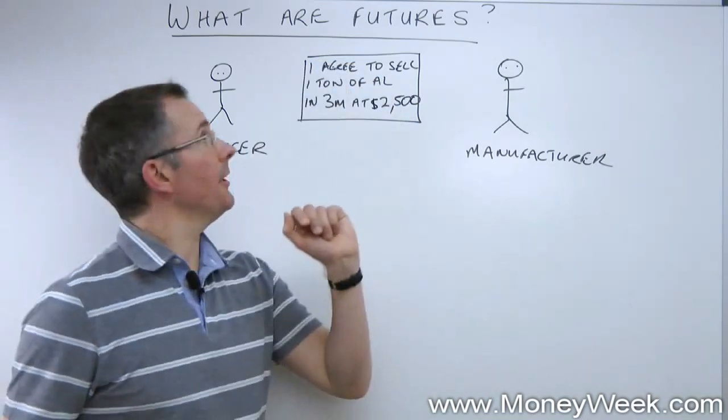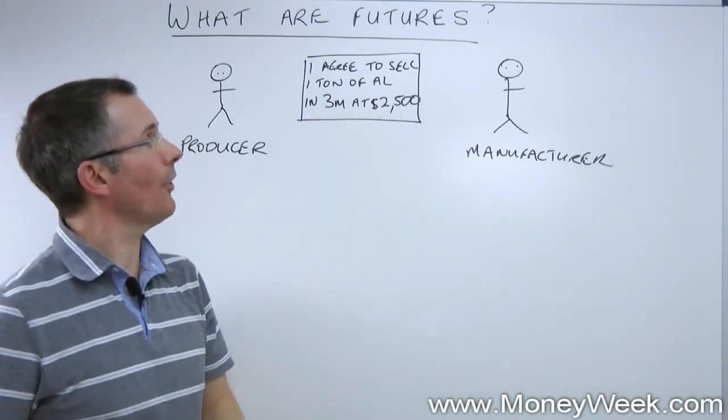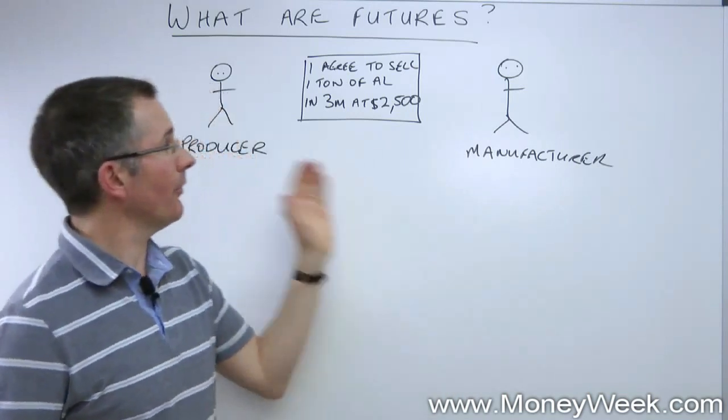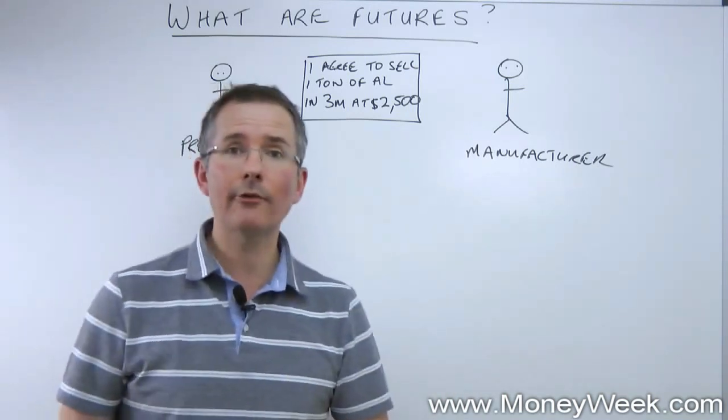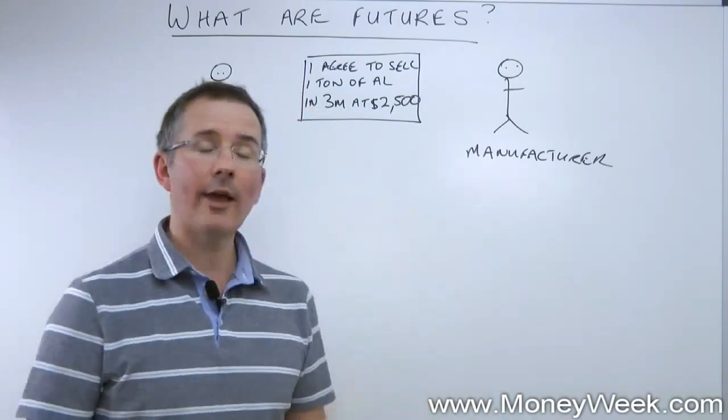Alright, so that's a bit spidery, but it says I agree to sell 1 ton of aluminium AL in 3 months at $2,500. And the manufacturer thinks, great, that locks in my buying price. The producer's thinking, great, that locks in my selling price. Contract's done. 2 people involved, one is a buyer, one is a seller.